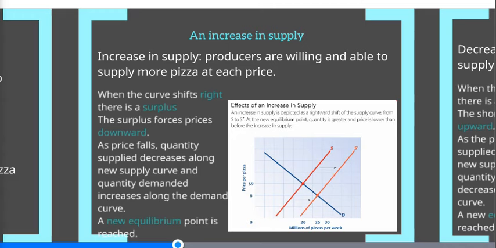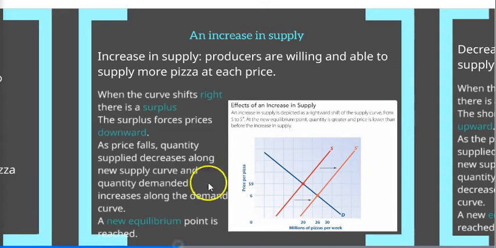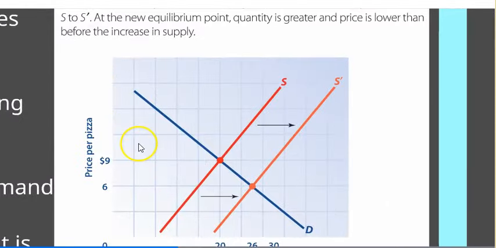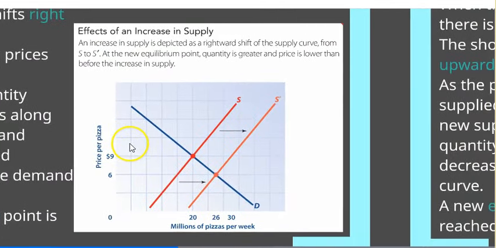As the price falls, quantity supplied decreases along the new supply curve, and quantity demanded increases along the existing demand curve, and a new equilibrium point is reached. Oops, wrong way. So let's focus in and review that really quick. Not really quick. We will take our time, but we're still going to review it.